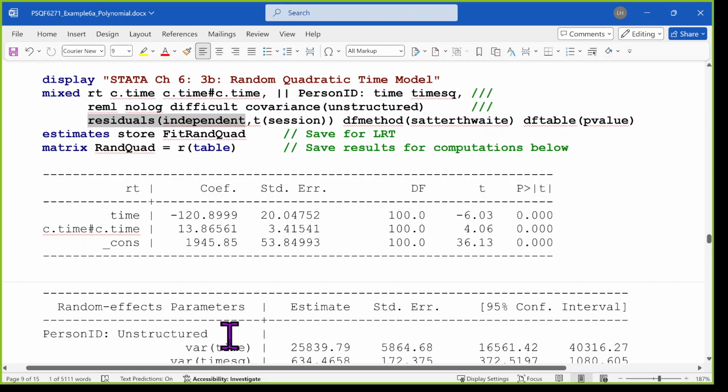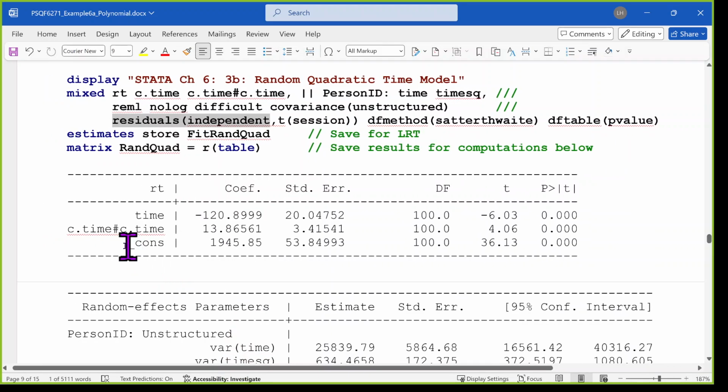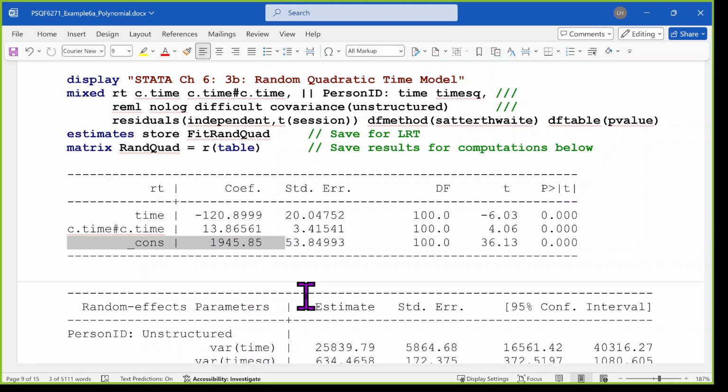So let's look at the output. The constant is 1945. As a reminder, this is response time in milliseconds to a speeded task. So what does that number tell me? 1945 is what? Response time at time 0. Ding ding, yes. So that is at session 1, the first time they practiced this task.